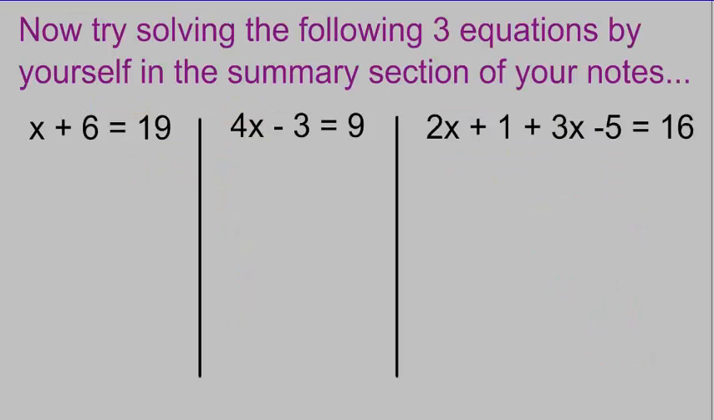Why don't you try a few equations? Now would be a good time to pause the video, write down the equations, and solve them before letting the video continue. Up next will be the answers to these questions, so you can check your work and find out if you're on the right track or know what questions you need to ask tomorrow in class. Go ahead and pause the video now while you try your 3 problems in the summary section of your notes.